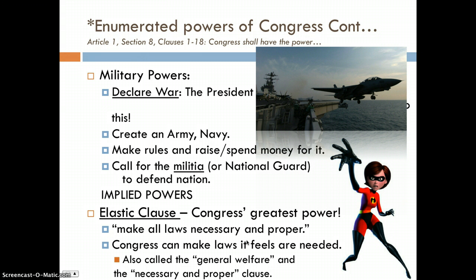Here are some more enumerated powers of Congress. There are military powers. They can declare war. The president does not do this. Apparently, this little picture went over the words "does not do this," but the president does not declare war. Congress declares war. They are in charge of creating an army and a navy. They can make the rules for the military and raise or spend money for it.